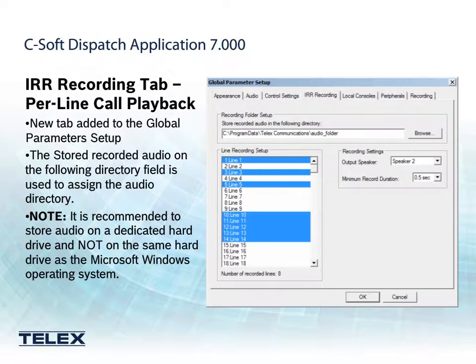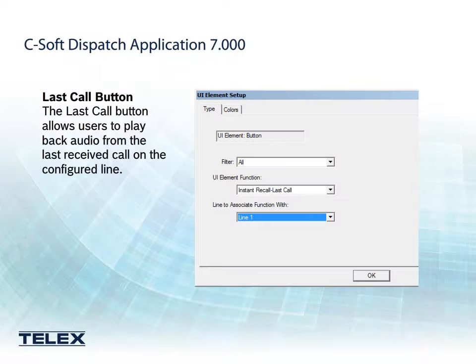The IRR recording tab is used for the per-line call playback option and has been added to the global parameters setup. Here is where you will define which lines have the option feature enabled and where you want to store the audio files. Note, it is recommended to store audio files on a dedicated hard drive and not the same hard drive as the Microsoft Windows operating system. The new Last Call button allows users to play back audio from the last received call on the configured line.